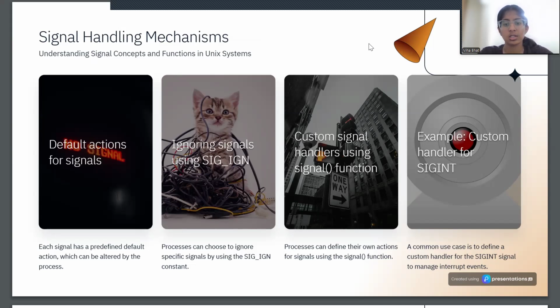Next is custom signal handlers using the signal function. Processes can define their own actions for signals using the signal function. Next is an example of a custom handler for SIGINT. A common use case is to define a custom handler for the SIGINT signal to manage interrupt events.